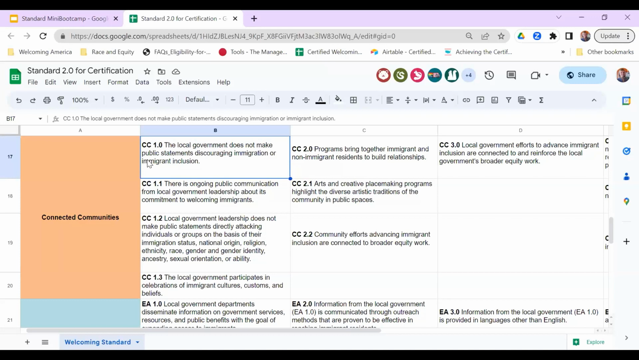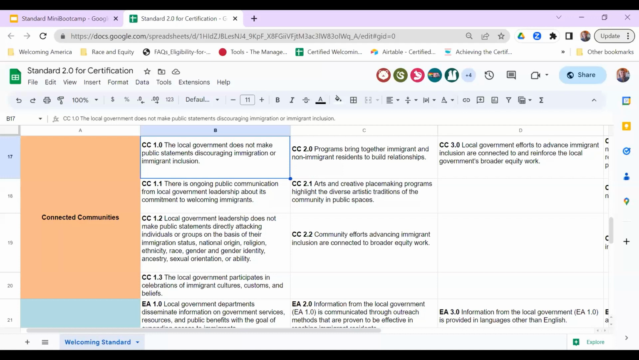And I think there had been a question on our previous webinar about what if it's a comment or discrimination based on a different status or protected class? And so this is our guardrail around that. It's really recognizing the intersectionality of all of this work, and we would still expect that there would be the protection of people's rights, even if they're not an immigrant as well. And then the last one is that the local government participates in celebrations of immigrant cultures, customs, and beliefs. So this isn't that the local government is hosting the activities, but instead that they're being invited, and that someone is coming to those events as well.